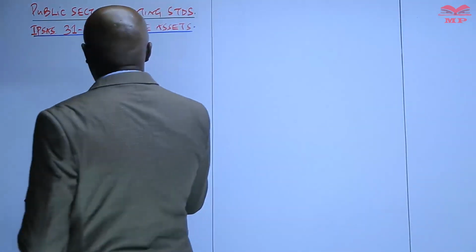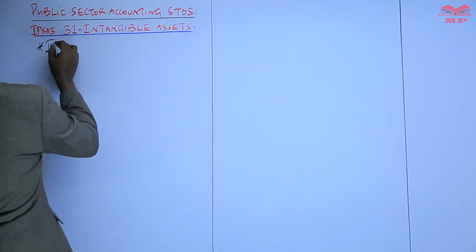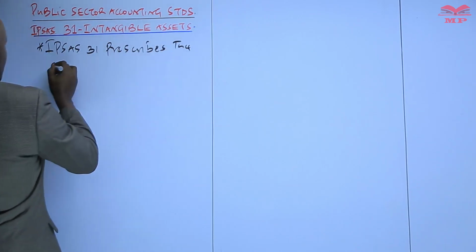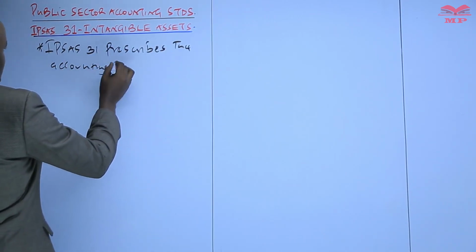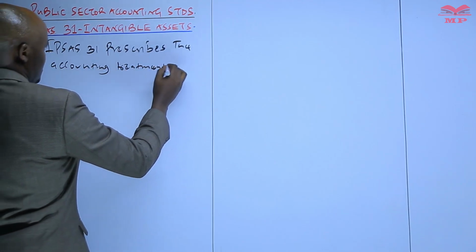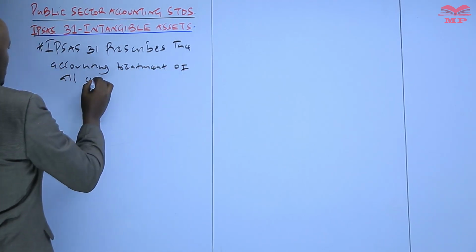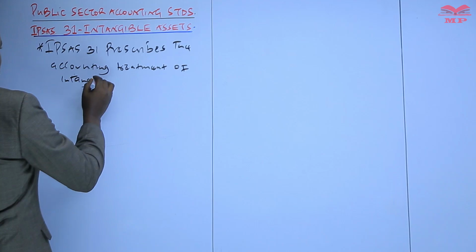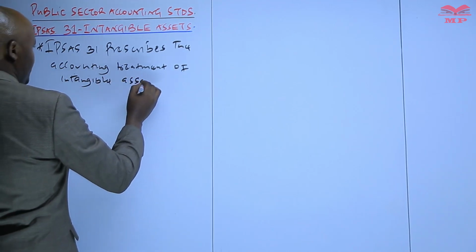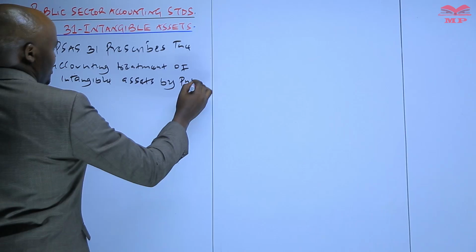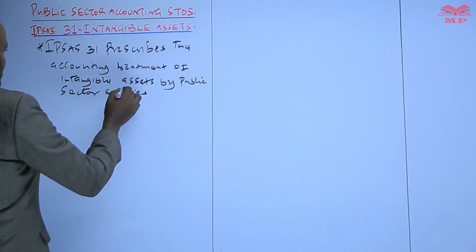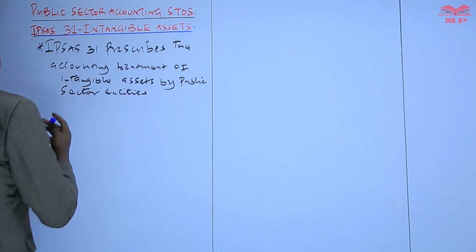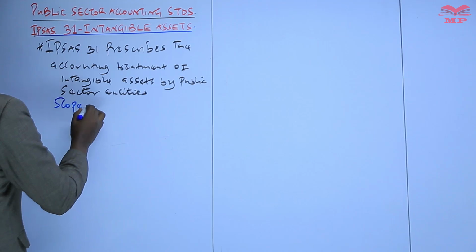Maybe first of all we can say here that IPSAS 31 prescribes accounting treatment of all intangible assets by public sector entities. Then from there we can also look at the scope of this particular standard.